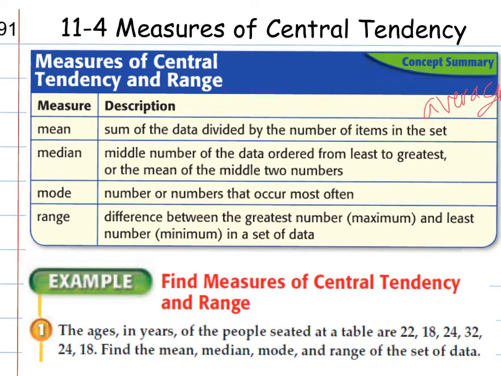So, these are the different types of measures of central tendencies and range. The mean is the sum of data divided by the number of items in the set. The median is the middle number of the data ordered from least to greatest, or the mean of the middle two numbers. So if there's an odd number, you'll have a middle number, but if there's an even number, you'll have to find the mean of those two. The mode, I like to think of as "mode of most," is the number that occurs most often. And the range is the difference, meaning subtraction, between your largest number and your smallest number in the set.